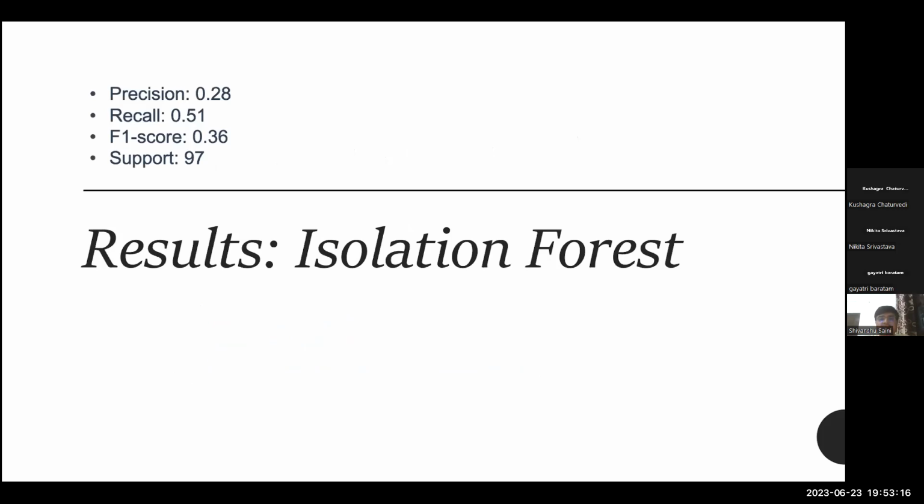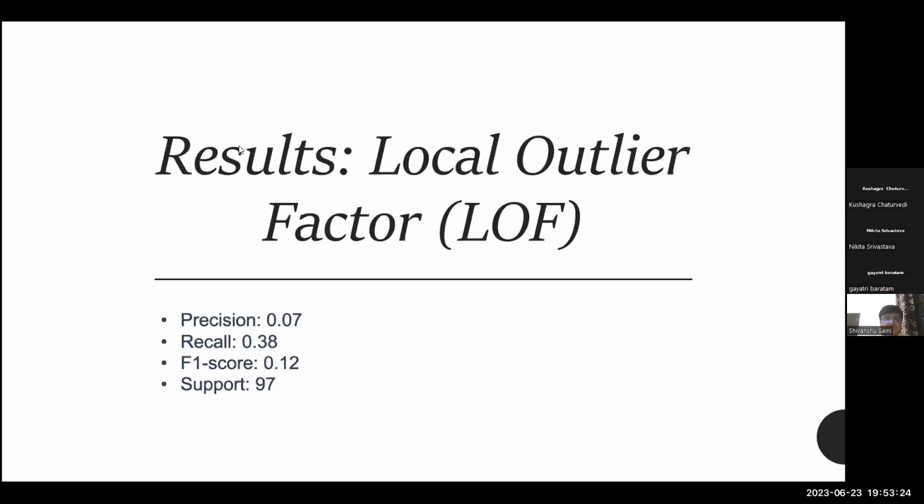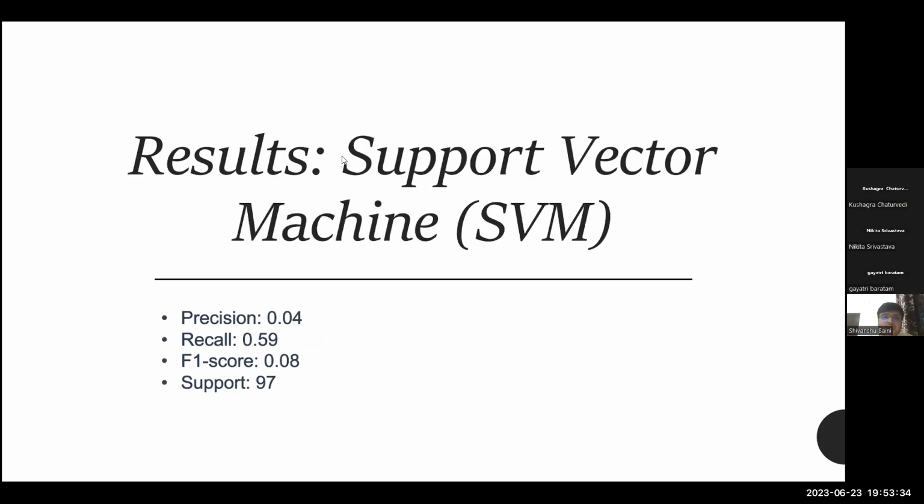Now, the result of the isolation forest algorithm is precision 0.28, recall 0.51, F1 score 0.36, and support is 97. The result for local outlier factor is precision 0.07, recall 0.38, F1 score 0.12, and support is 97. And the result for SVM, support vector machine, is precision 0.04, recall 0.59, F1 score 0.08, and support 97.